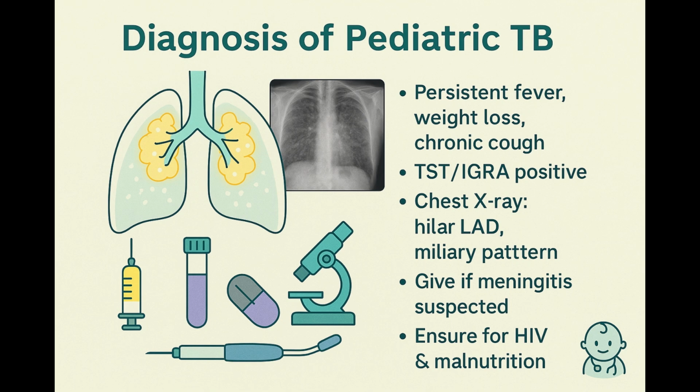On a chest X-ray, pediatric TB most commonly shows hilar lymphadenopathy. You may also see a miliary pattern, those tiny millet seed-like nodules scattered throughout the lungs. Evaluate for meningitis if symptoms suggest it.